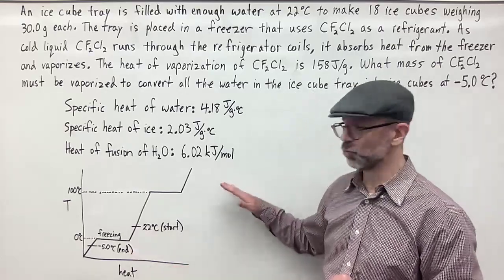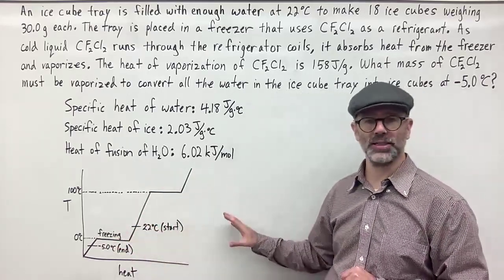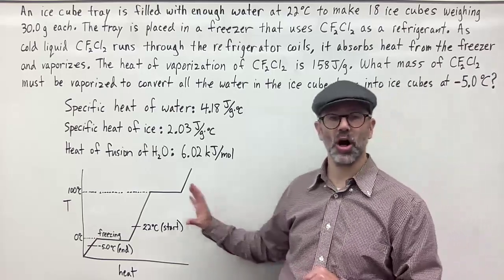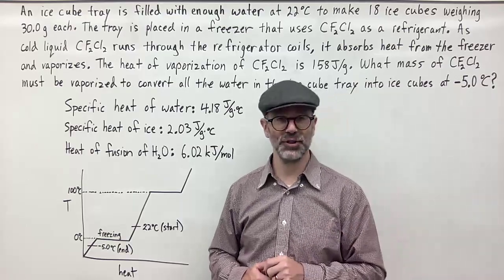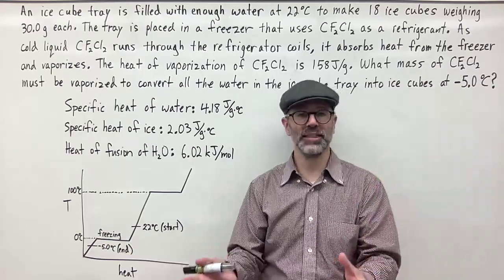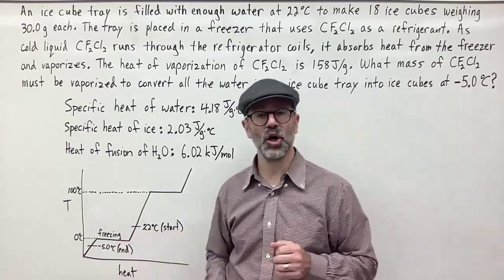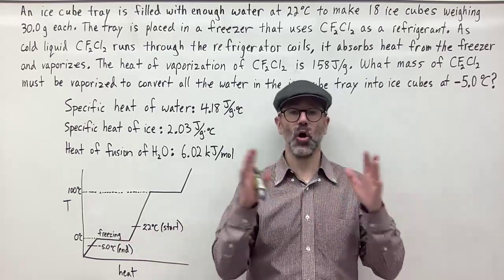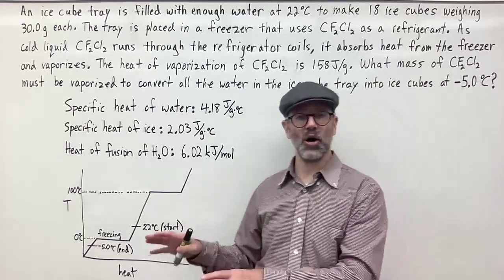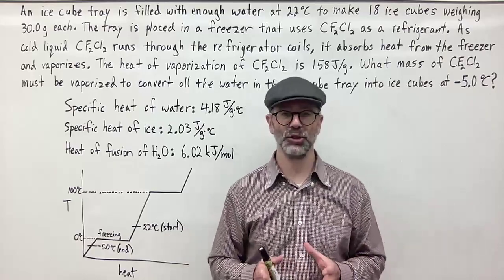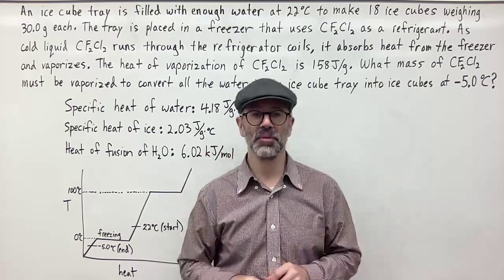So during this process, we're losing energy. The water is losing energy. So it's an exothermic process. So if the water is losing energy, that energy has to go somewhere, and it's going to the CF2Cl2 refrigerant. So the refrigerant is absorbing that heat from the water, and the water is losing heat. So here we're assuming that there is no energy lost. All the energy that was in the water in the ice cube tray has now been absorbed by the CF2Cl2 to vaporize it. So that's the background. That's the setup.